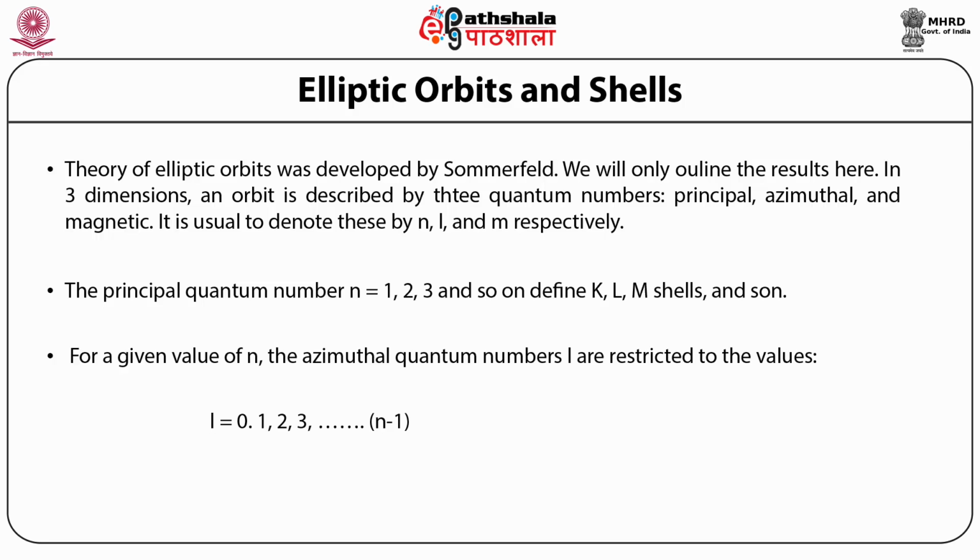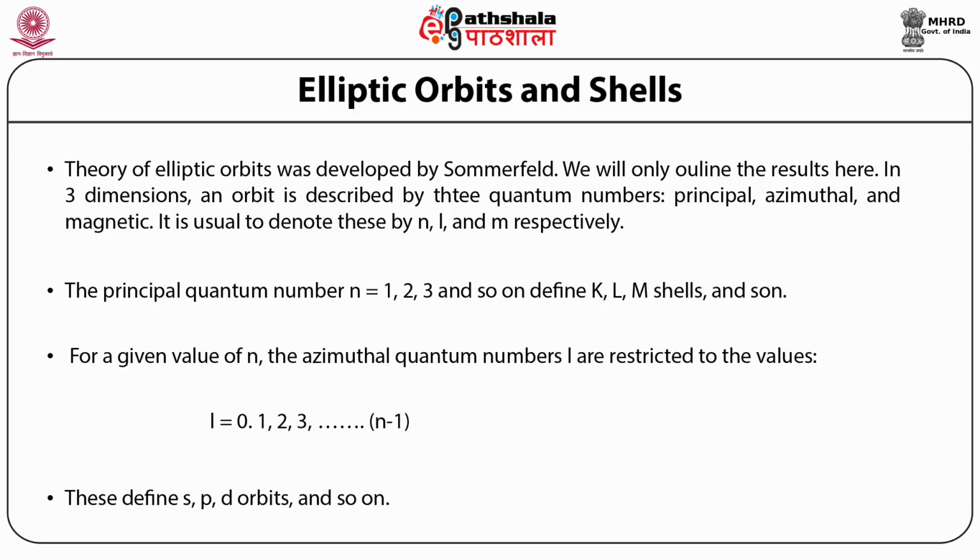The azimuthal quantum number is restricted to values 0, 1, 2, 3, and so on up to n minus 1. So if you are considering, let us say, the M shell, which is n equal to 3, then l, the azimuthal quantum number, can only be 0, 1, and 2. You denote the orbits with l equal to 0, 1, 2, 3, and so on by s, p, d orbits and so on.